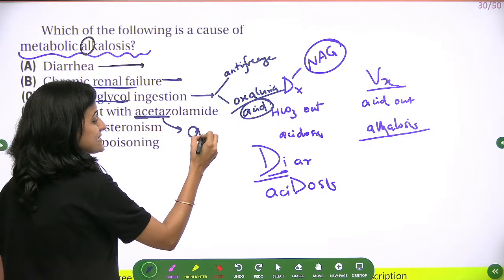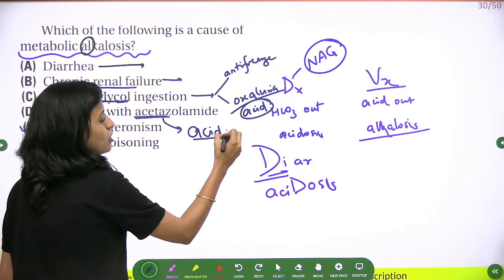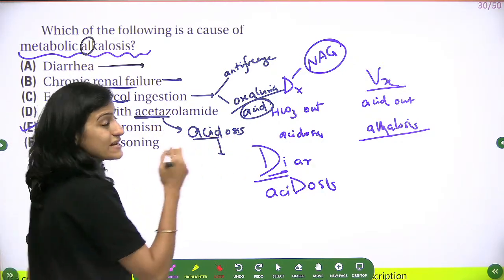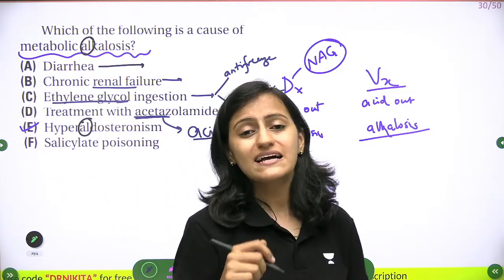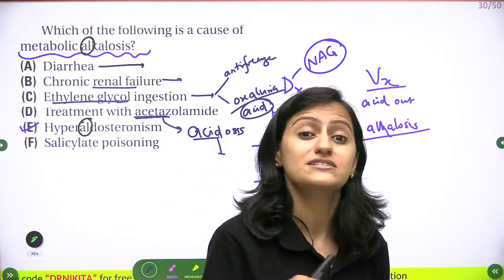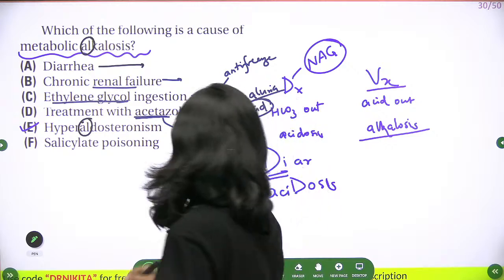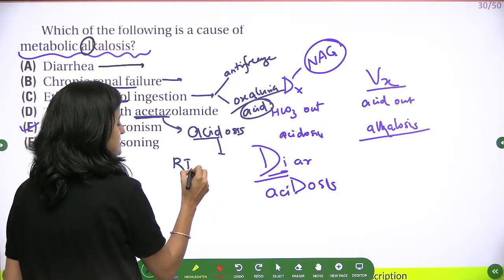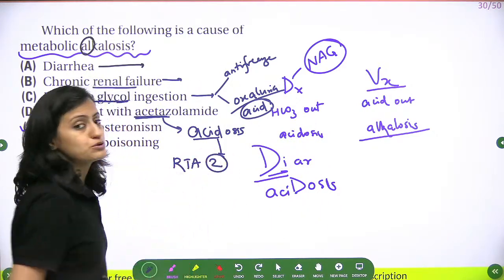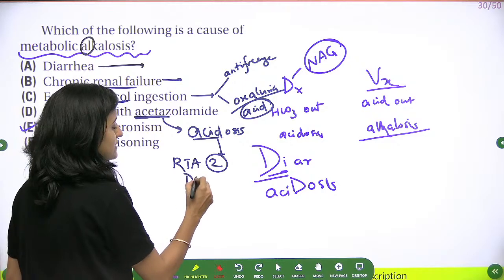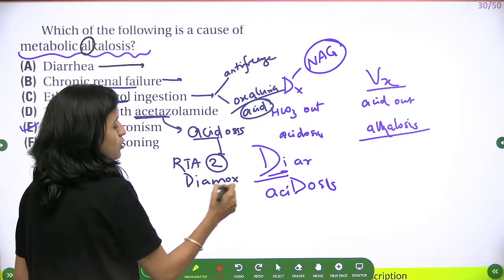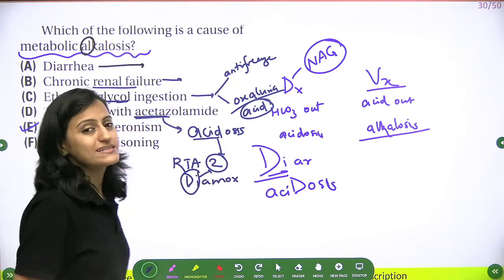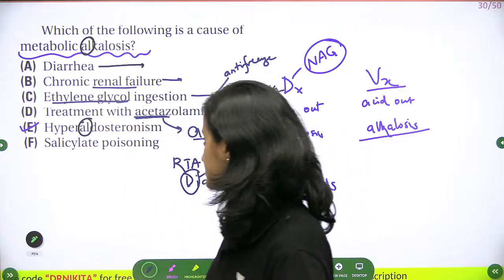Acetazolamide, remember acid is your acid. It causes your acidosis. What acidosis? Remember acetazolamide causes renal tubular acidosis. What type? That is RTA type 2. Remember acetazolamide's brand name is Diamox. So Di is your 2. That's your RTA type 2.